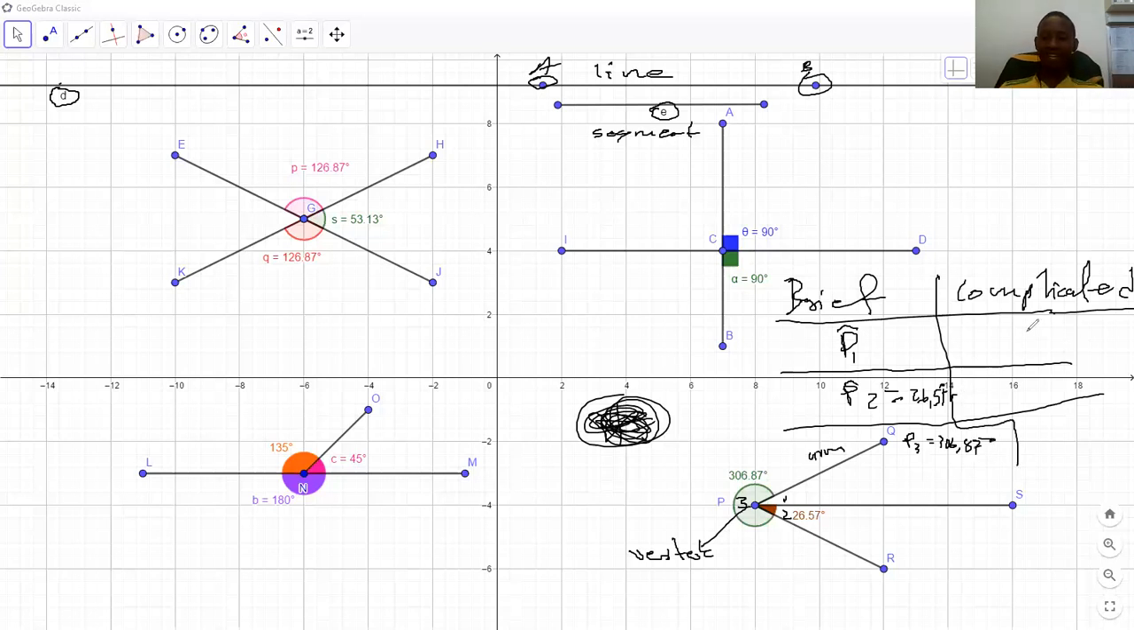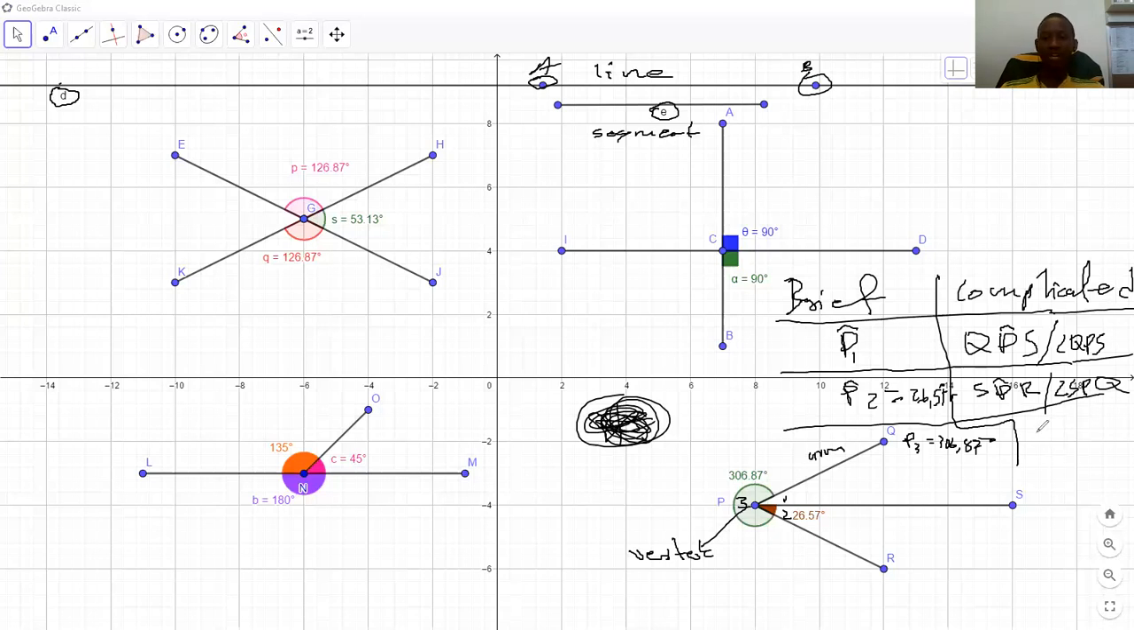If you want to be complicated, you can refer to P1 as angle QPS. Yeah, or you can even do this, QPS. You write a lot if you want to be complicated. Or you can refer to angle P2 as angle SPR. Or again, you can use that notation there. You're still referring to the same angle.